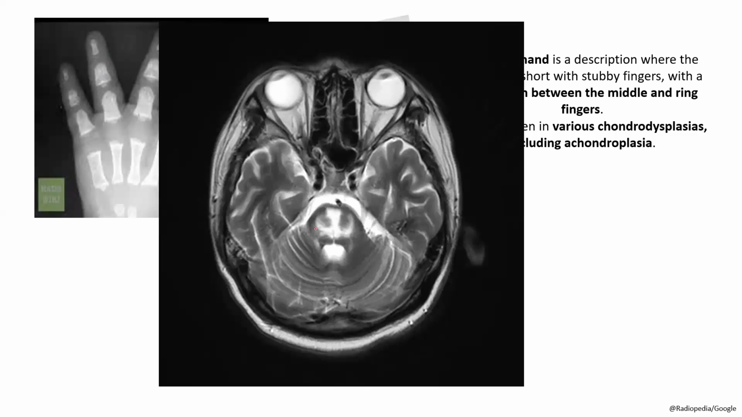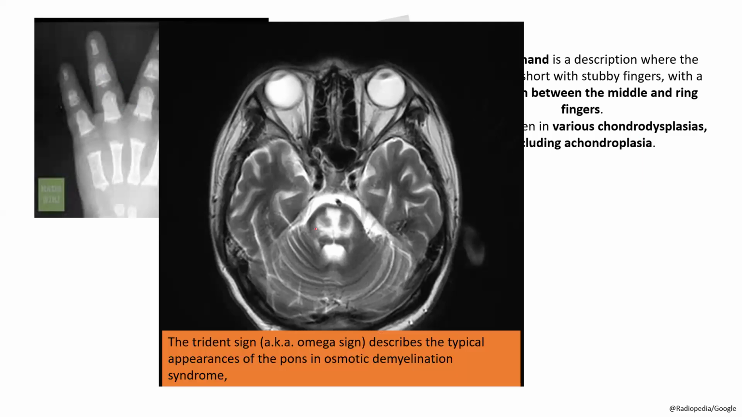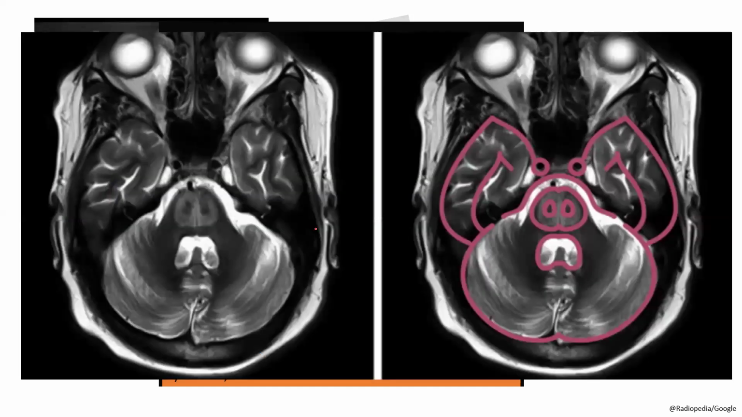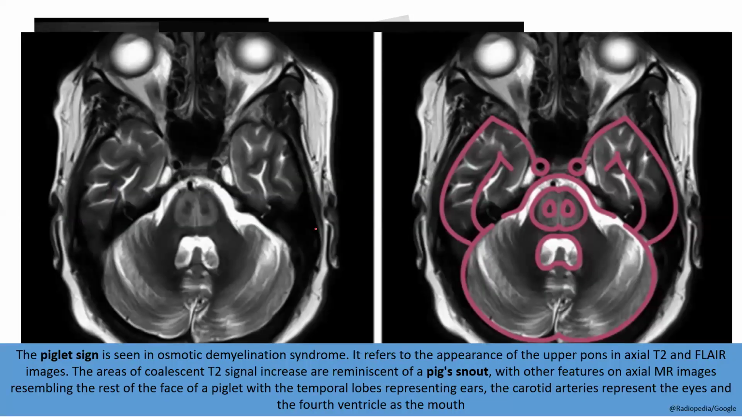What is this sign? This is again a trident sign, but in brain, in a case of osmotic demyelination syndrome. This trident is also known as omega sign. So when this osmotic demyelination syndrome becomes confluent, it gives an appearance of piglet sign. So this appears like a snout of pig. So osmotic demyelination syndrome can give an appearance of a trident or a piglet sign.